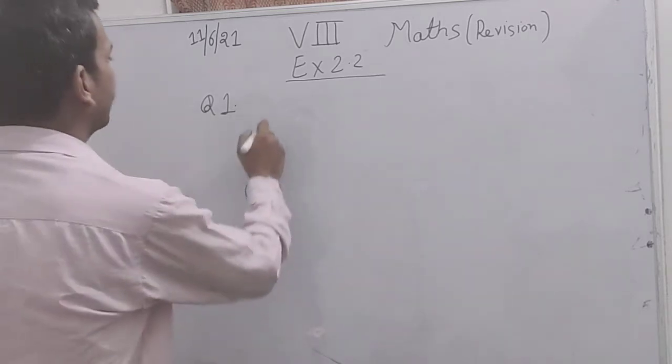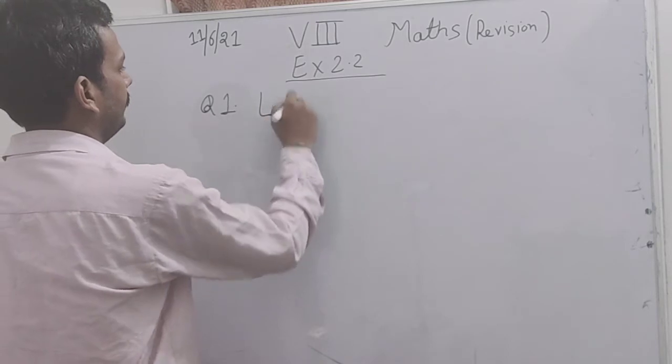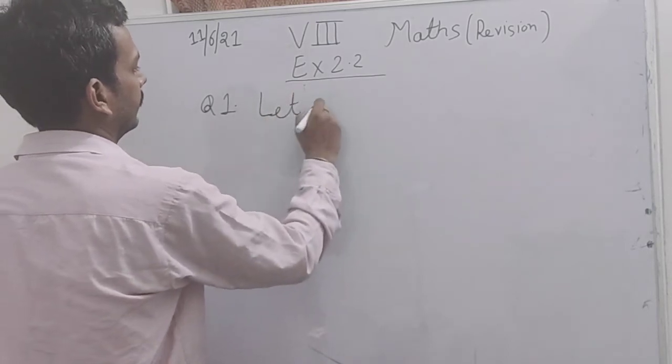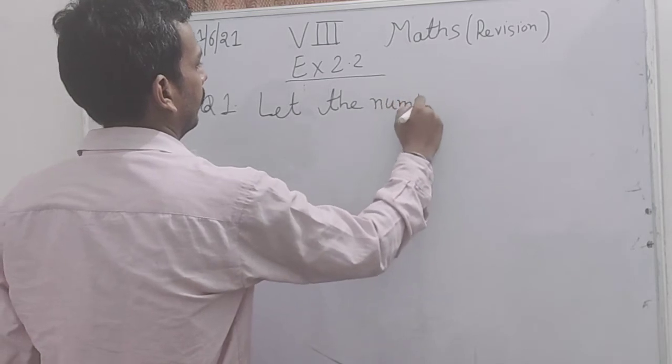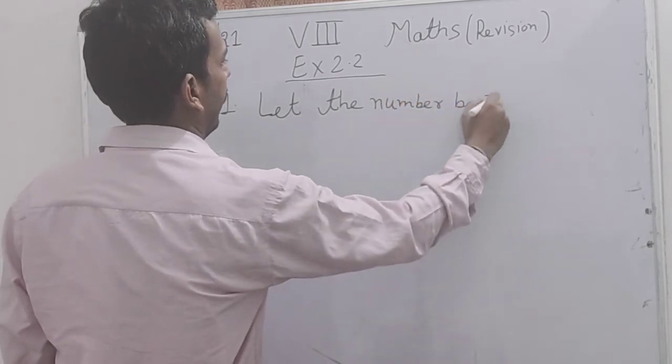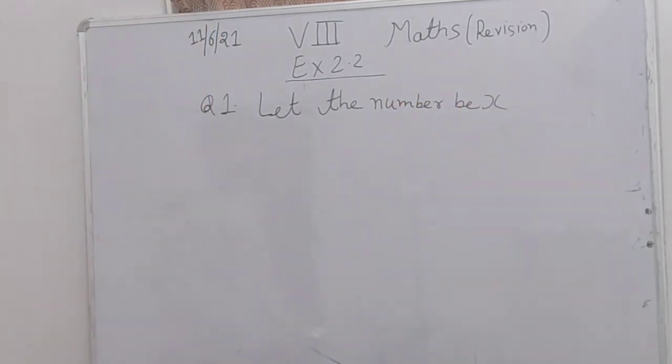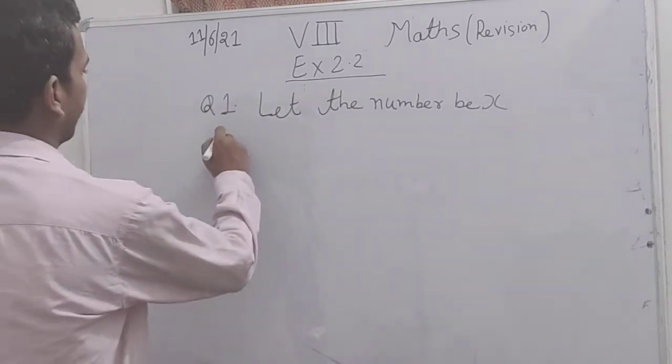So you will write down, let the number be x. Any unknown quantity that we have to find out, we will suppose, let the number be x. Then according to the question, ATQ in short, we will write.